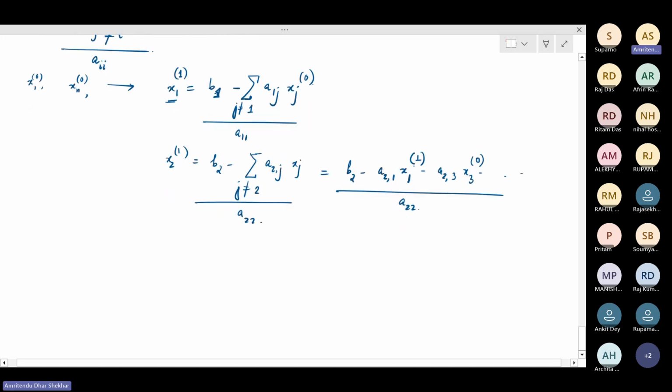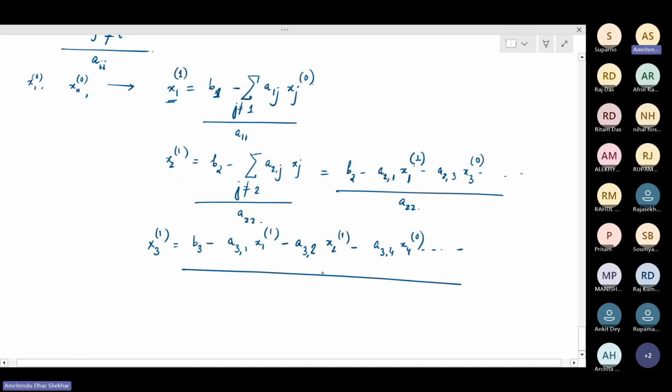In the third term, let's say x3, so x3^1 is equal to b3 minus... Now you know x1^1 and x2^1, so that's what we're going to plug in. It will be equal to b3 minus a31 x1^1 minus a32 x2^1. But the rest of the terms will continue to have the 0th estimate only, so that will be a34 x4^0 and so on, divided by a33.